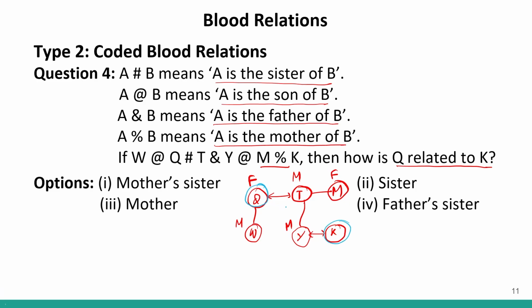So over here, I can see Q is basically K's father's sister, right? Q is K's father's sister. So the answer will be option number 4, father's sister. Correct? This will be my answer.